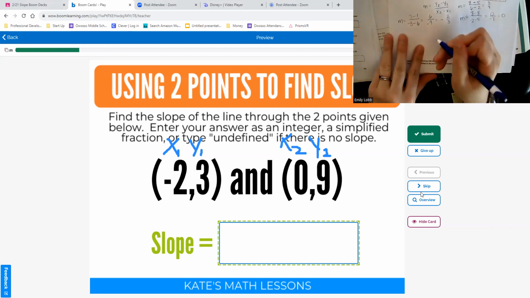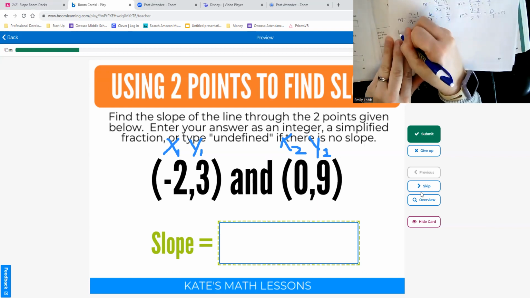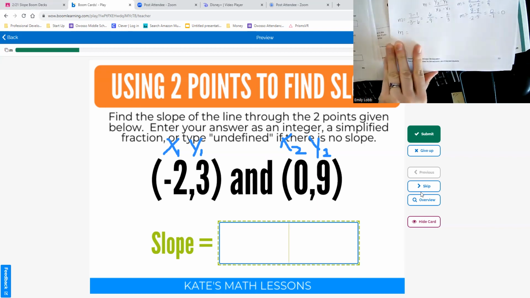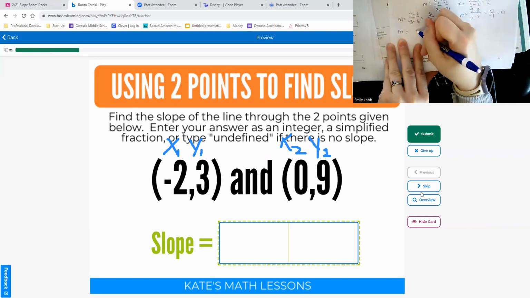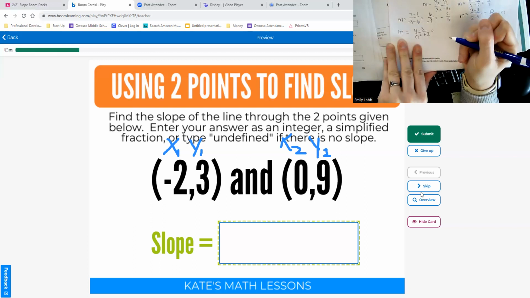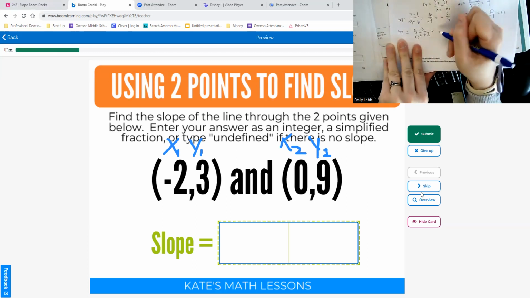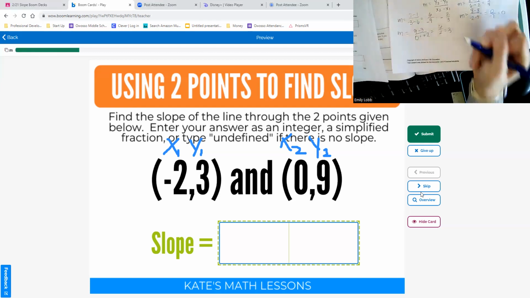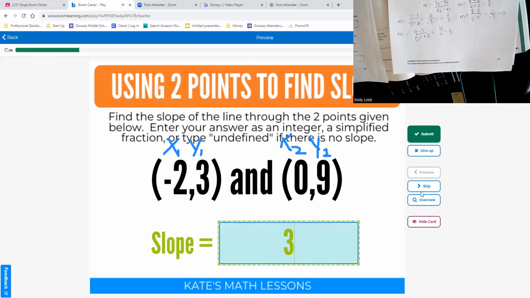So sometimes it does get a little tricky because you have to pay attention to your signs. We're way back to our integer rules, right? 9 minus 3 all over 0 minus, and this is where we have to be careful, a -2. So this is really like 0 plus 2, right? So we end up with 6/2, which is equal to 3, hopefully, yes.